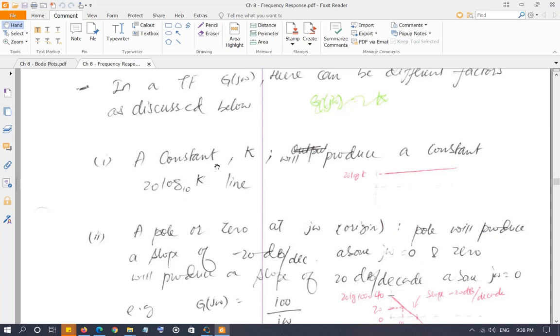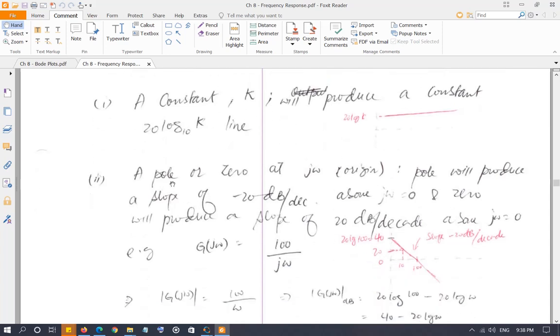Now, if you have a constant value, a gain, constant gain, and you take the log of that, 20 log of k, that's just going to be a straight line, right? So you're going to create a straight line anytime you see a constant value. You take the log of that, multiply that by 20, and that's going to be a straight line.